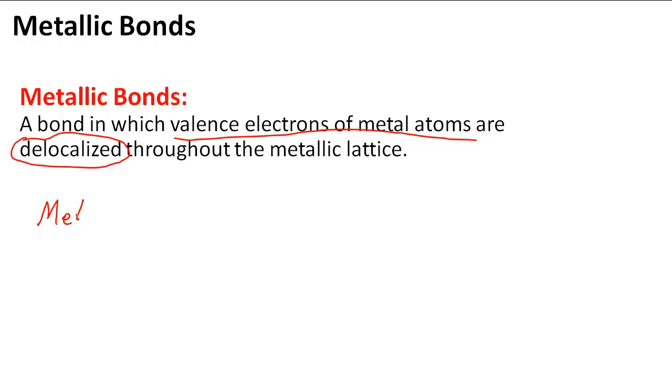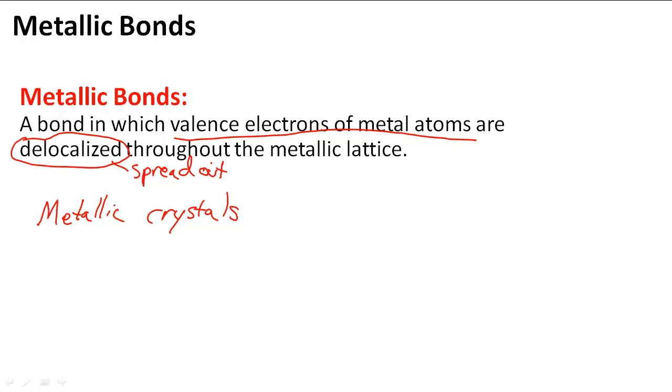So in metallic crystals, there are metallic bonds that create a sea of positive ions, an array of positive ions, and then a sea of delocalized valence electrons. Delocalized means that they can spread out.